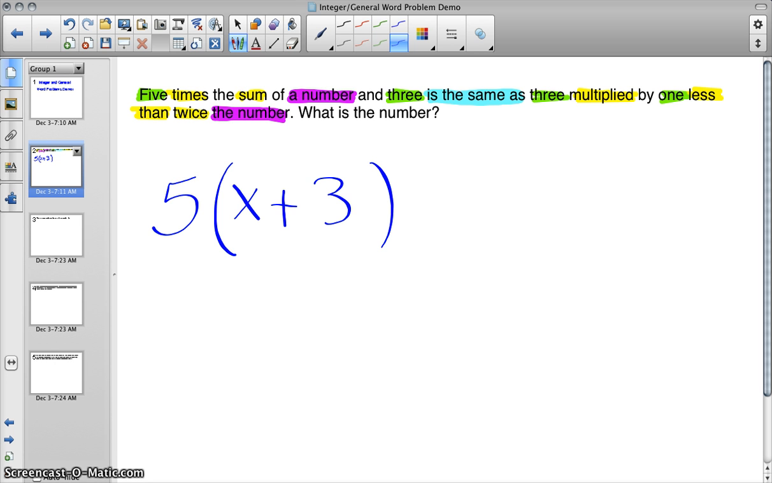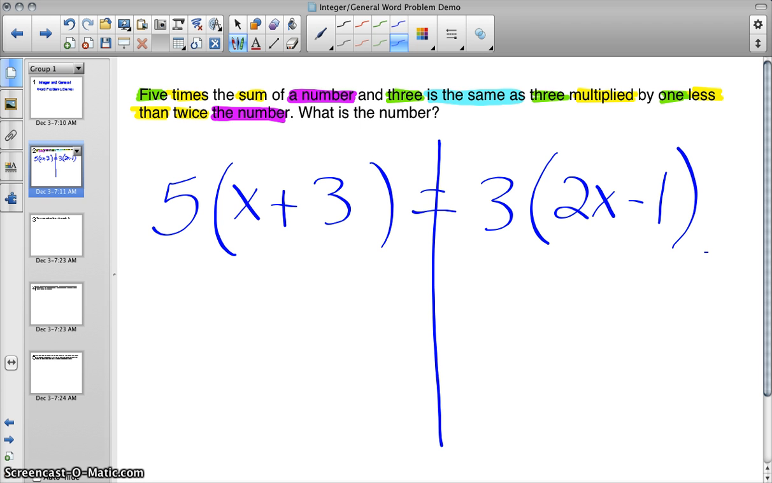Is the same as, there's our equal sign. 3 multiplied by 1 less than. So again, there are 2 more operations, multiply and less than. So we're going to multiply 3 by 1 less than twice the number. Now remember the trick with less than. Whatever comes after the words less than ends up going first when we translate it. So twice the number, so it's 2x minus 1.